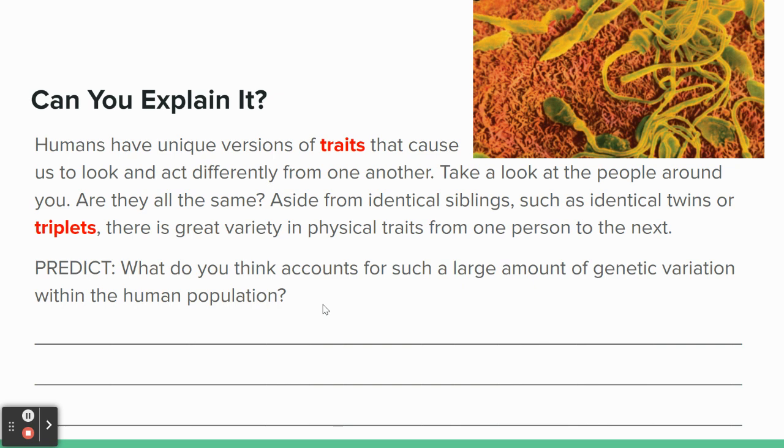Aside from identical siblings, such as identical twins or triplets, there's a huge variety in physical traits from one person to the next. Okay, we don't all look the same. What do you think accounts for such a large amount of genetic variation within the human population? Take a moment, answer the question, and then you can move to the next slide.